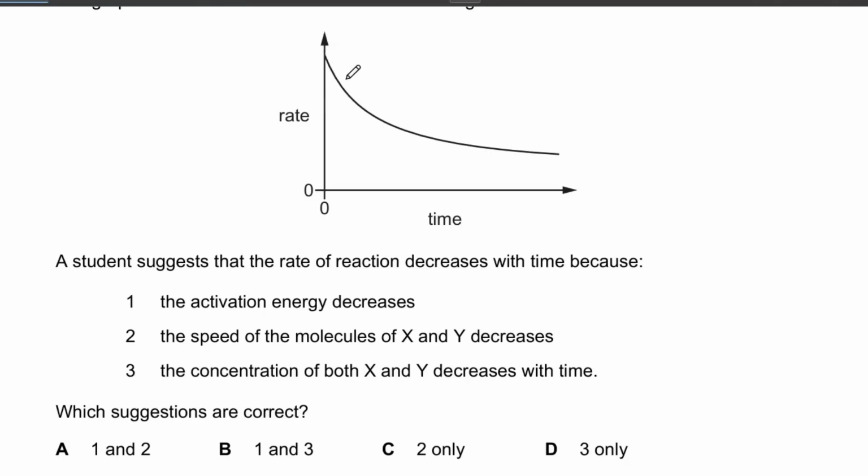So the concentration of both X and Y decreases with time. And that is why the graph is like this. So our answer therefore is D, 3 only.